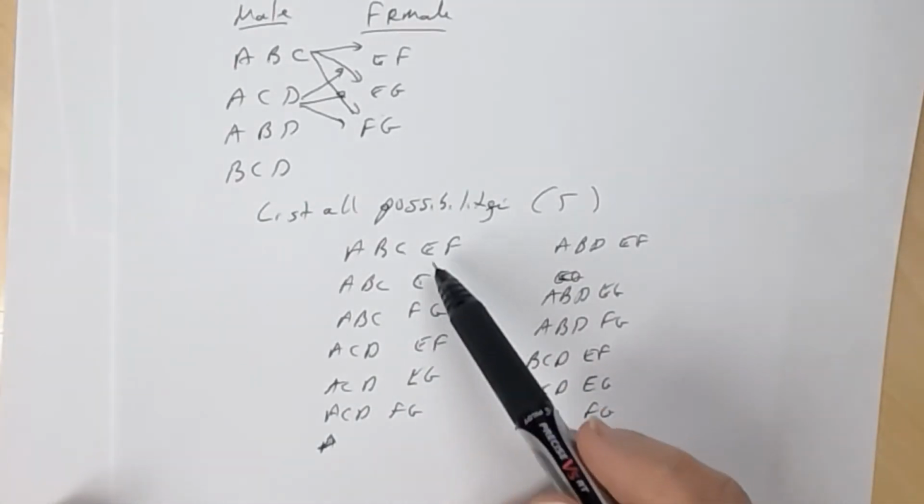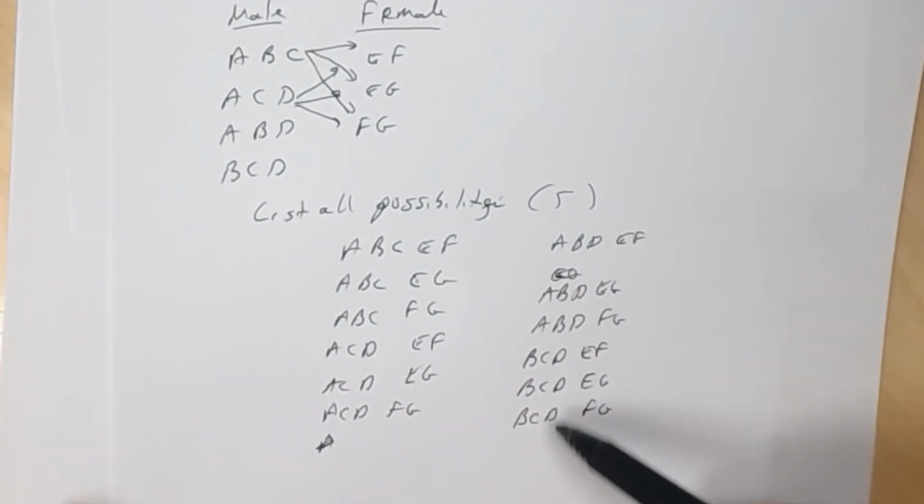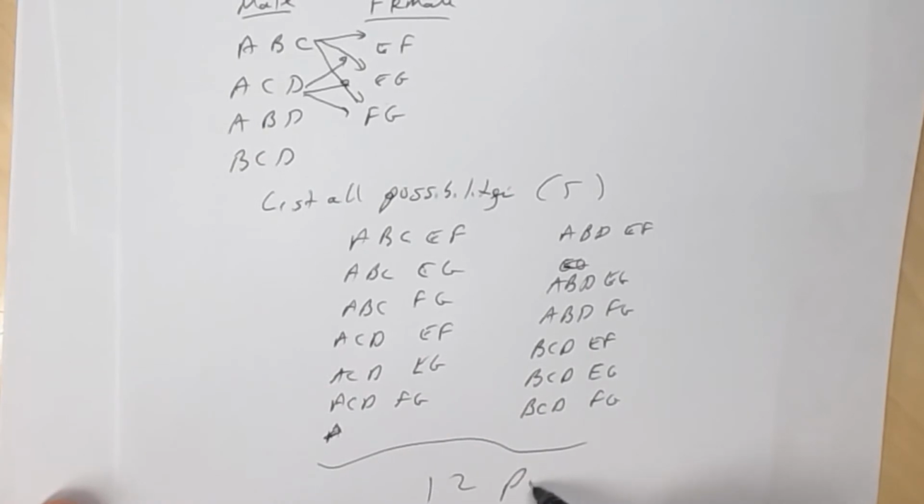How many are there altogether then? 1, 2, 3, 4, 5, 6. So 6 and 6 is 12, right? So there are 12 possibilities.